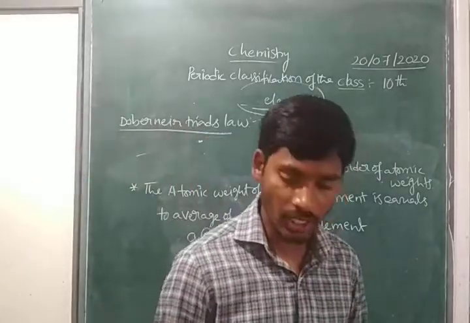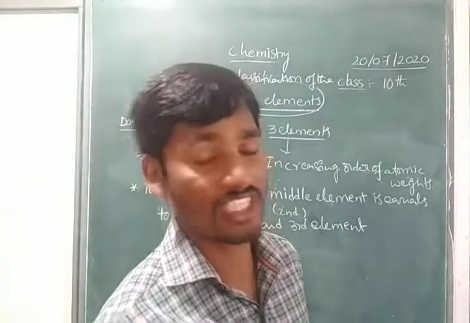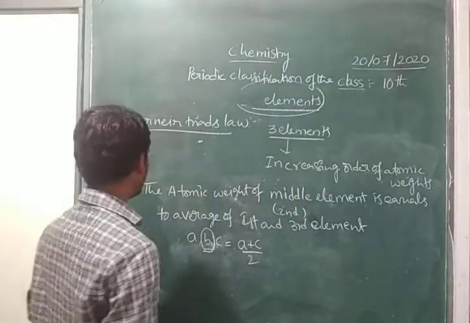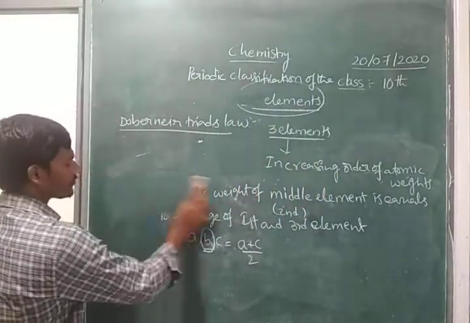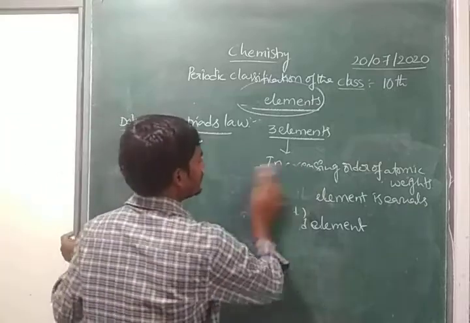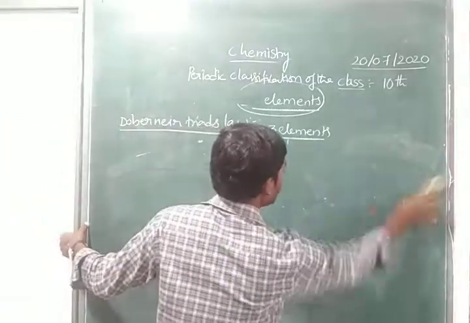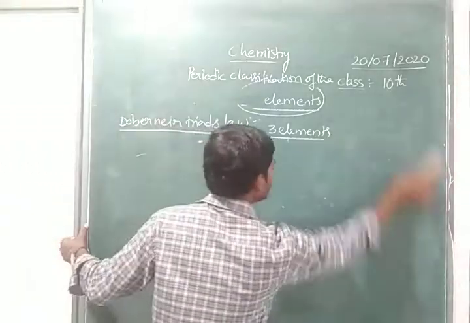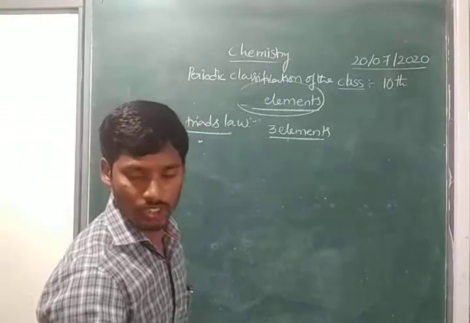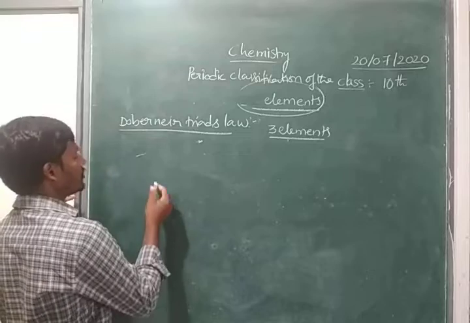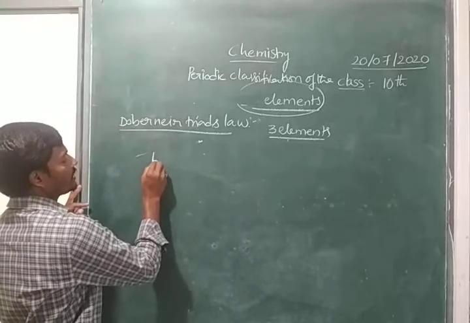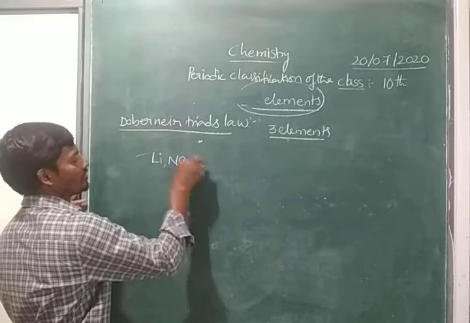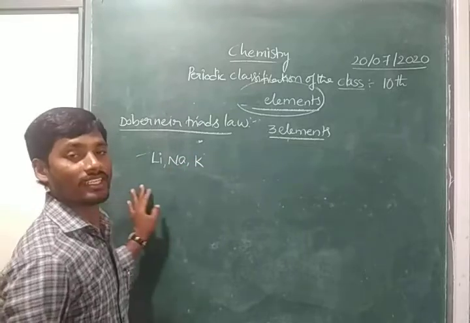So based on his statement, we will give some examples. Right, children? In our textbook also, there is a tabular form, so please also look at the tabular form. Based on the atomic weight of the second element being equal to the average of the first and third elements, suppose we take lithium, sodium and potassium. It is one of the examples for Dobereiner triads.